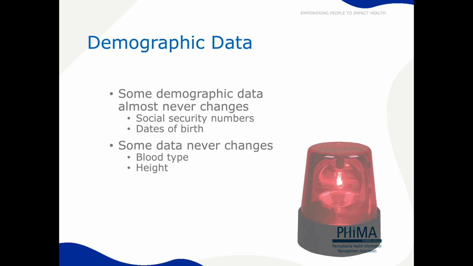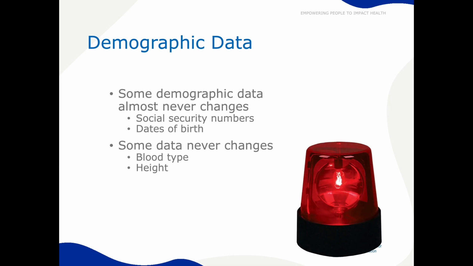And some data should cause red alerts when they change. Blood types, or height that's way outside of the variance. Dates of birth or social security numbers, for example, if they change from a non-blank value to another non-blank value, then we should maybe consider what's the reason for that change. Did we just update a record with the wrong patient information?